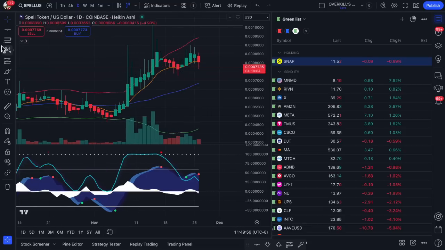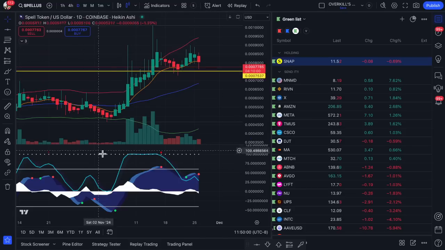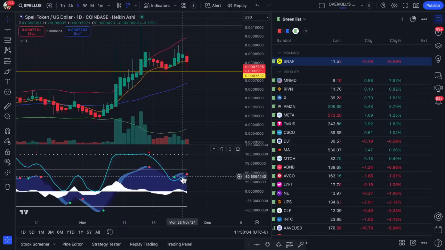But it is putting in a higher low here. So if you're in this name, use a stop loss at 0.00075. Again, the last dot is red. We want to buy on the green dots, not the red dots. So make sure that one holds this yellow line there, whatever price that is there, the low of that candle.